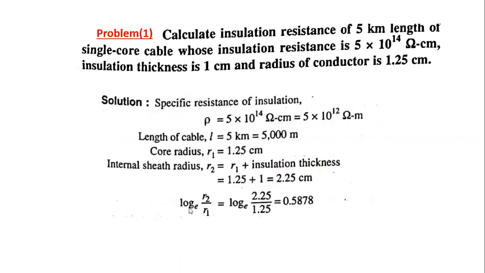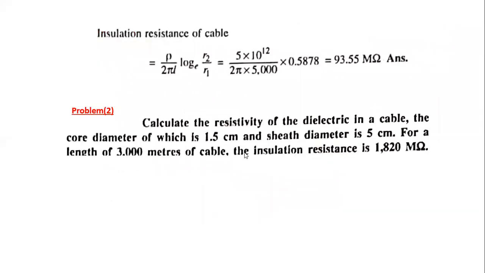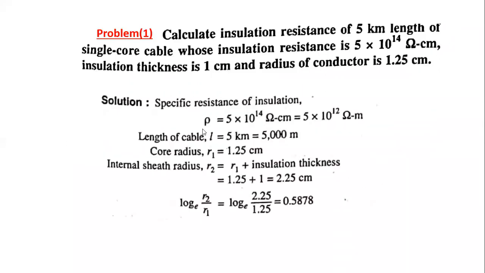What is the formula for insulation resistance? That is involving log e R2 by R1. First of all, we calculate the specific resistance, that is rho. What is the value for rho? Rho is equal to 5 into 10 power 14 ohm centimeter. This is the specific resistance.